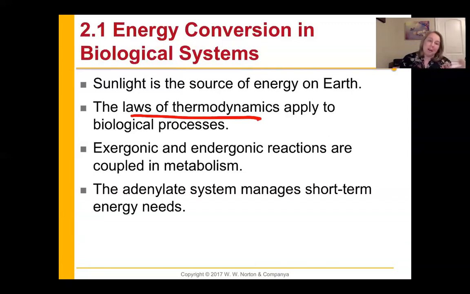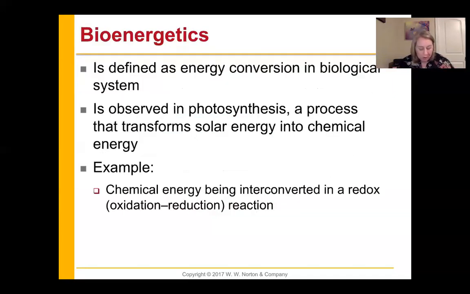And we're going to talk about exergonic and endergonic reactions, ones that require energy and ones that give off energy, and how they're coupled. And we're going to talk about the adenylate system. So adenylate, ATP, AMP, ADP, all of those molecules, and how they manage all of the short-term energy needs inside of the cell, which is super interesting.